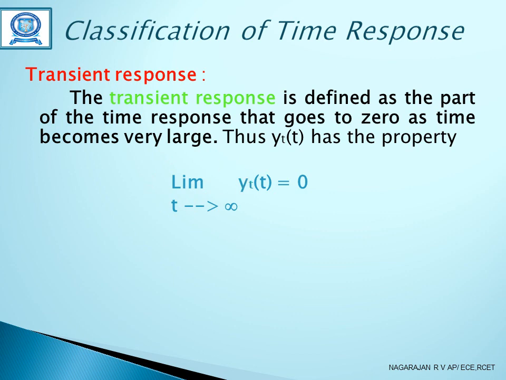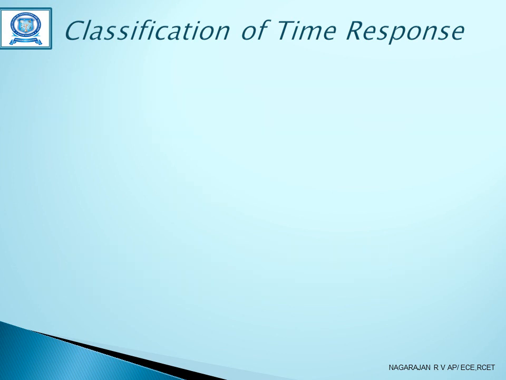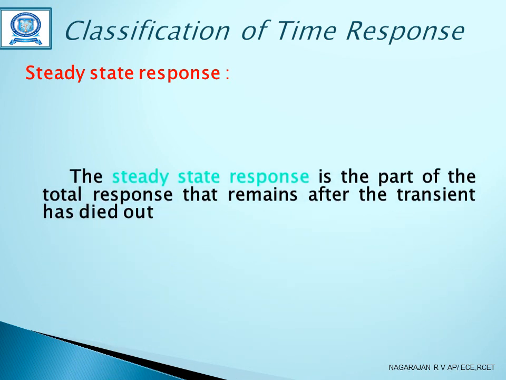This is the time response representation, and the time required to achieve the final value is called the transient period. The transient response may be exponential or oscillatory in nature. Next we will see the steady state response. The response remaining after the transient response is the steady state response.